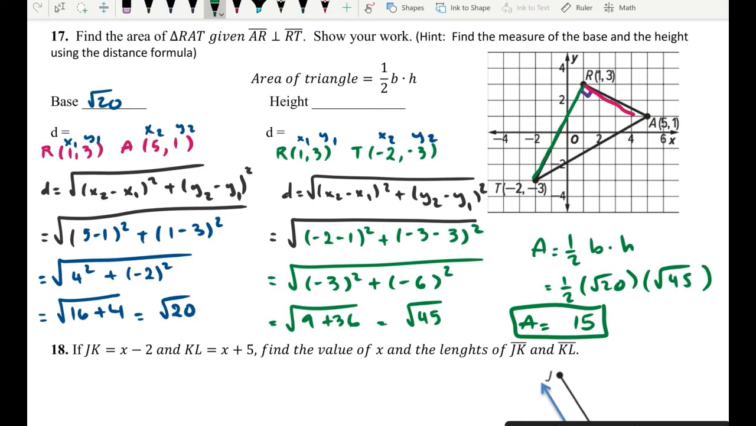If you need more time to copy it down, go ahead, pause the video. Now we're going down to number 18.